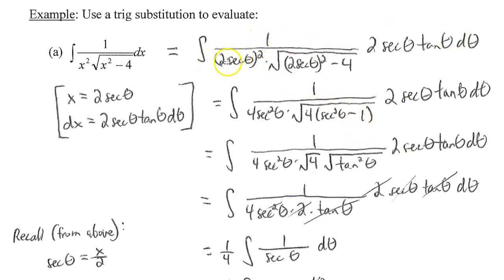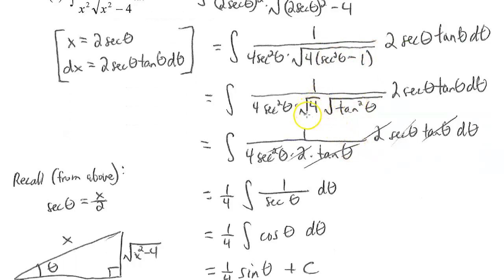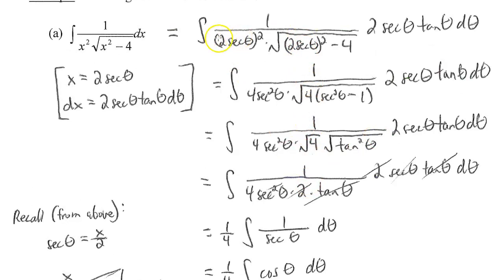If you work this out, 2 secant theta quantity squared would be 4 secant squared theta. This inside here is also 4 secant squared theta minus 4, but then you can factor out the 4 right there. Then you can take the square root of 4 times the square root of this, but secant squared minus 1, again, is tangent squared. And so notice the square root of 4 becomes a 2, and the square root of tangent squared becomes tangent. So again, once you get good at these, you can skip all the way down from this line up here to here, because this square root just simplified to be 2 tangent theta, like I said it was going to.